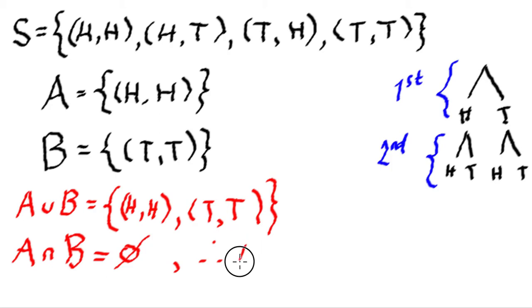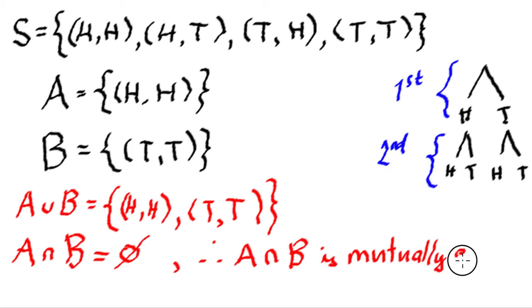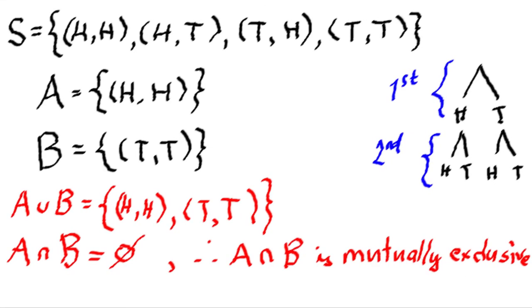So therefore we say that A and B are mutually exclusive. So A intersection B is then mutually exclusive. Mutually exclusive. Sorry for the penmanship. Okay, so that's it. They are mutually exclusive. So that's our answer for the third question: determine if they are mutually exclusive. Yes, they are mutually exclusive.